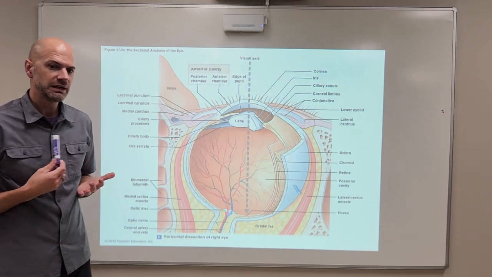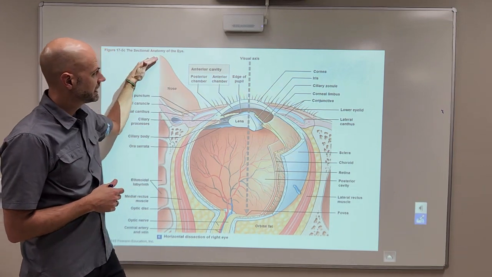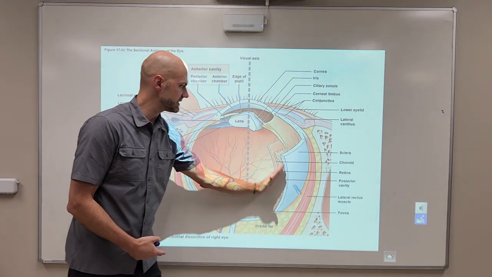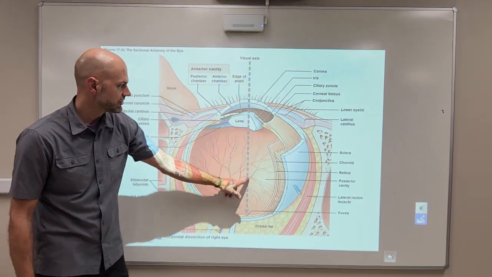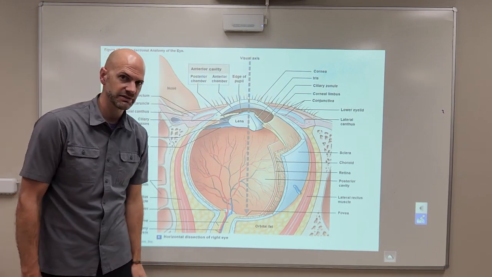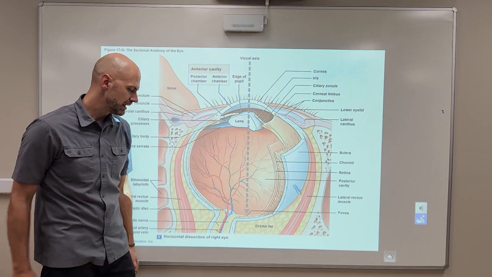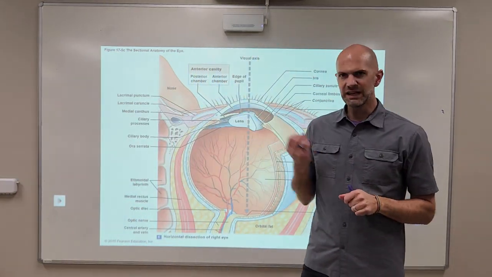Here is a superior view of the eye. Here's the nose. Okay, so we're looking down, kind of a bird's eye view of a quartered section of the eyeball. And this gray dotted line is showing you the visual axis. The visual axis just means how does light enter the eye? Okay? All vision starts with a light source.